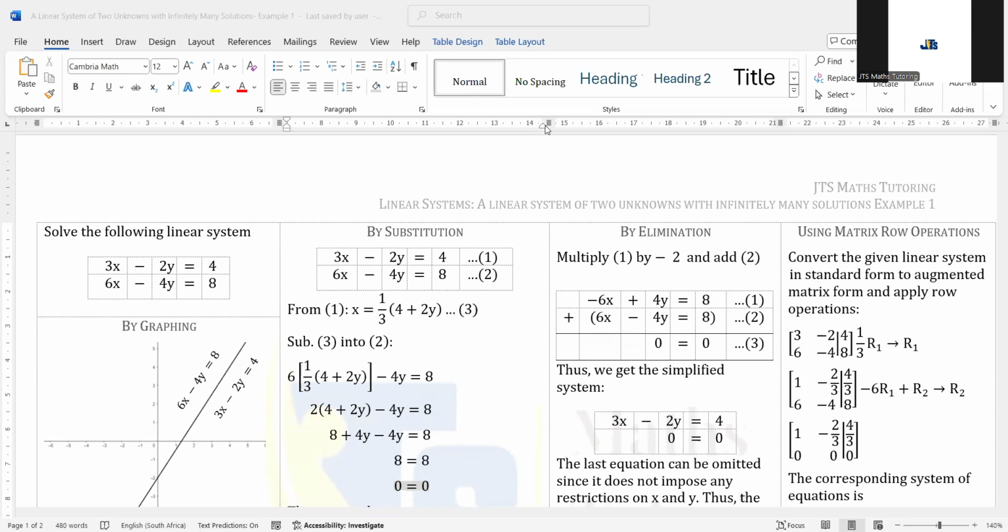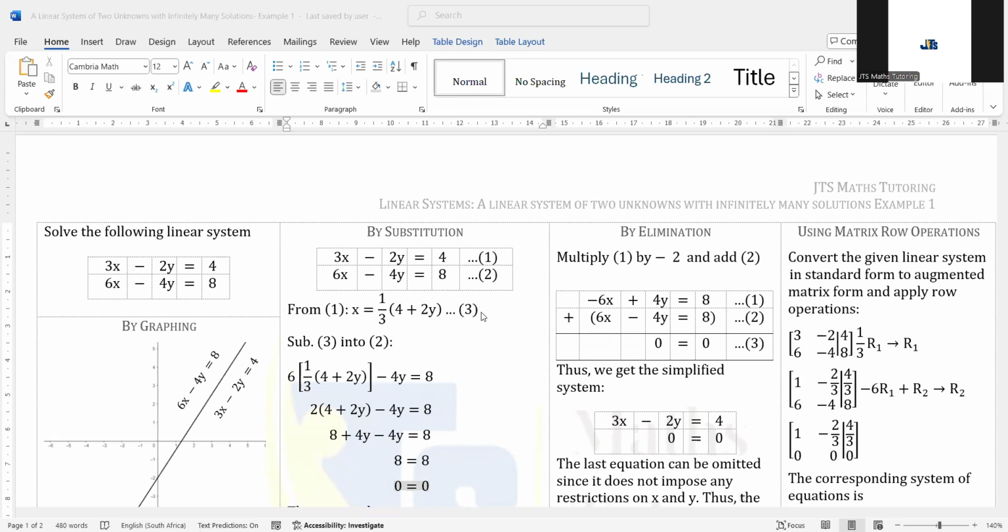Today we are continuing with our solving of linear systems, and we are looking at a linear system of two unknowns with infinitely many solutions. So let's get going. Solve the following linear system: 3x minus 2y is equal to 4, 6x minus 4y is equal to 8.